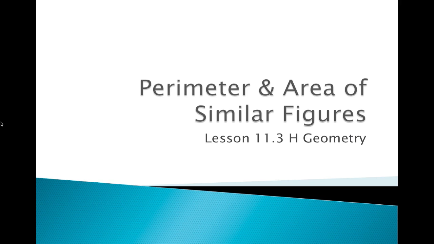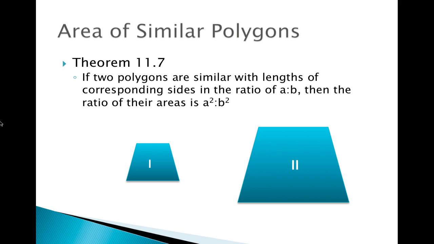We've touched on perimeter for similar figures before, but today we're going to learn specifically how perimeter and area are related to each other with regards to similar figures. We're only going to learn one new theorem in this lesson, and it is about how those ratios correspond to each other. Theorem 11.7 states that if two polygons are similar with lengths of corresponding sides in the ratio of A to B, then the ratio of their areas is going to be A squared to B squared.